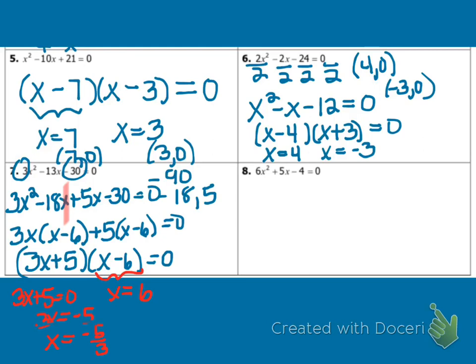Let's see. Oh, that's not showing up. Same color background. So we've got negative 5/3 and x equals 6.